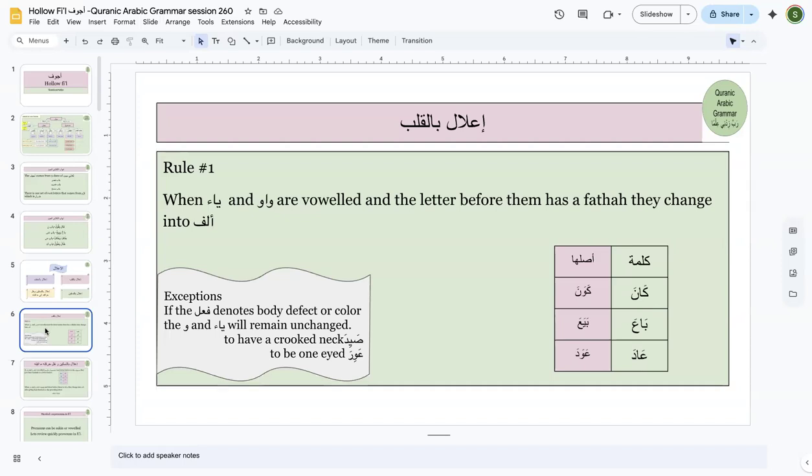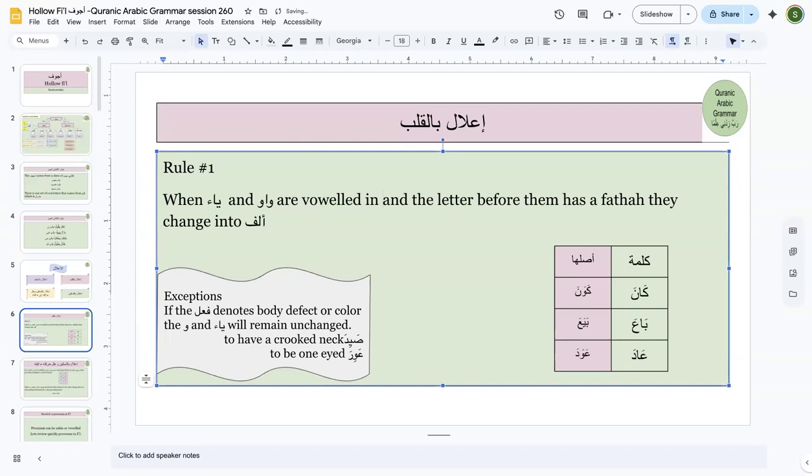But in case of Ajwaf, the practice that we have done in the beginning of our advanced series is going to come in handy. Now we are going to apply all that we have learned in here. So rule number one, I'lal bil qalb. In case of your ajwaf, your rule number one is going to be when waw and ya are voweled in your fi'l madi.